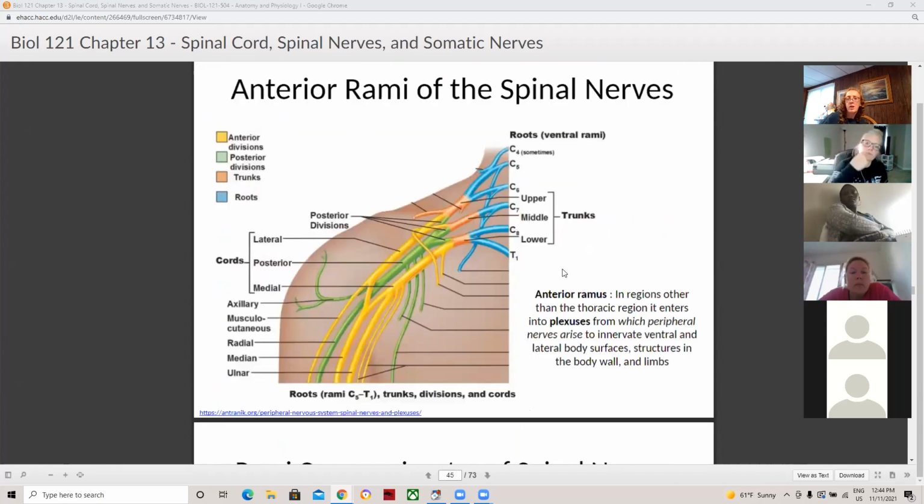The anterior rami of the spinal nerves, anywhere except for the thoracic region. In the thoracic region, the anterior rami is going to make up the intercostal nerves. In other areas besides the thoracic region, it's going to enter into plexuses from which the peripheral nerves are going to arise that innervate the ventral and lateral body surface, including the structures in the body wall and the limbs. So the anterior rami is going to make the different plexuses of the peripheral nervous system.